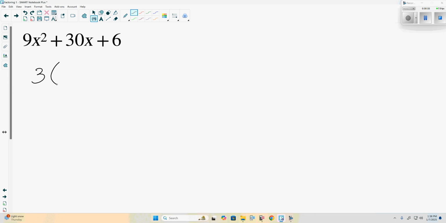Now, if we factor the 3 out of 9x squared, we get 3x squared plus, if we factor the 3 out of 30, x plus 2.